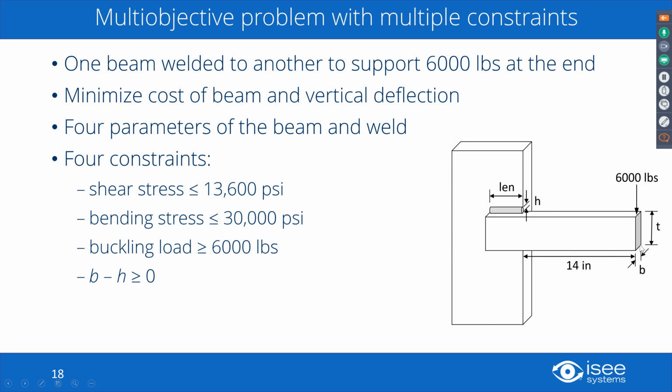This width minus this has to be greater than or equal to 0. In other words, this width has to be greater than or equal to this height. So the height of this weld, the weld is also the width of the weld. It's a circle, so it's the same. So the weld cannot be wider than the beam. That's what this last constraint is.